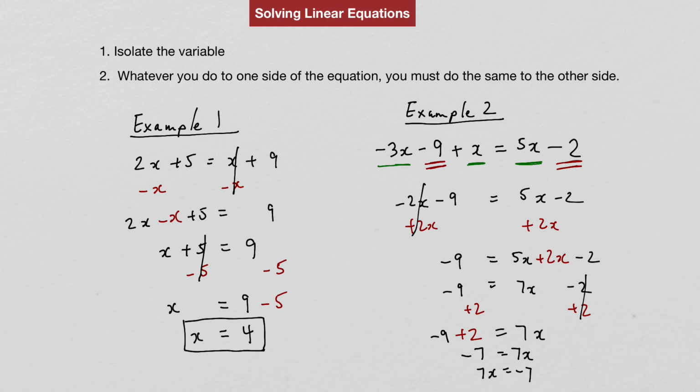Since I ran out of space, we're going to go on to the next page and just rewrite everything. It was 7x is equal to negative 7. Okay, so that's what we had. In order to isolate my x here, we need to do something with the 7. And if you recall from the previous lesson, to do that we need to multiply both sides by the reciprocal. When we do that, we make the coefficient in front of x equal to 1. That's the whole purpose of multiplying by the reciprocal.